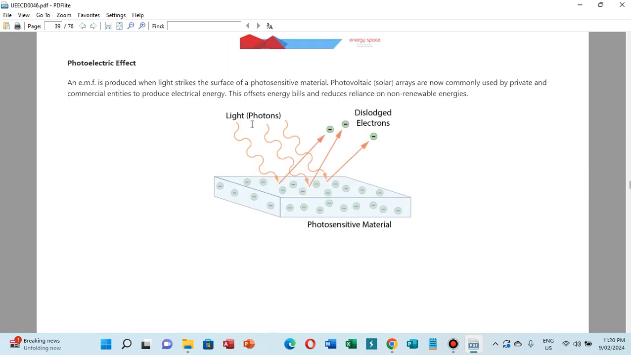So this is the solar photovoltaic effect. The photovoltaic effect means that when light energy falls onto the solar cell, it will produce an electrical current. So this is the photovoltaic effect.